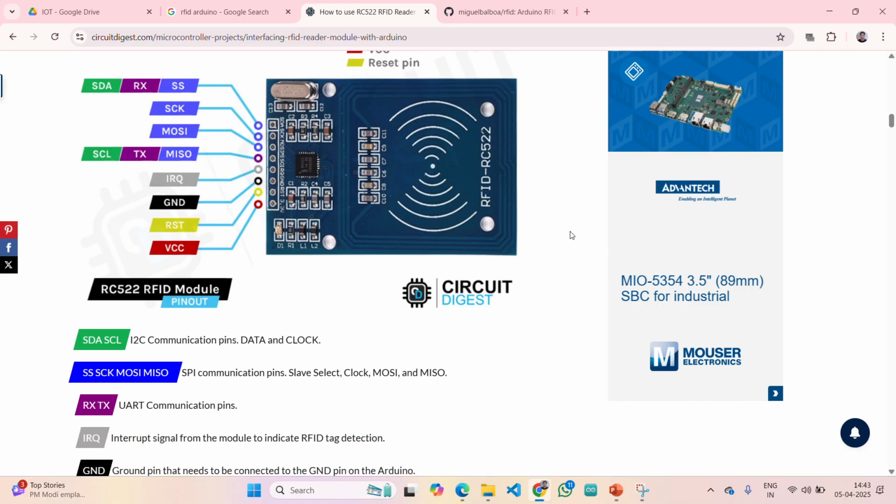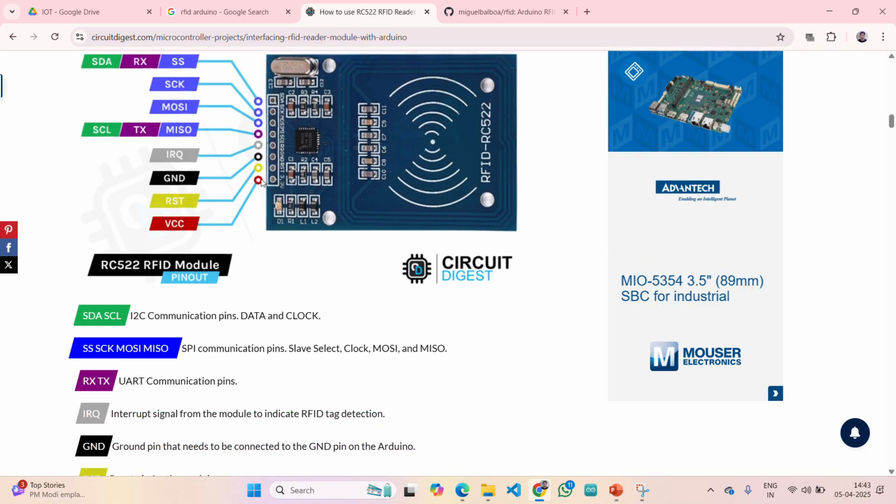Listen carefully. VCC and ground are common in every sensor, and here also the same functionality. But here VCC we are not going to give 5 volts, guys. Remember that. For the RFID reader, 3.3 volts is the maximum voltage, that is enough. So we are going to give it 3.3 volts. Ground is always given to ground.